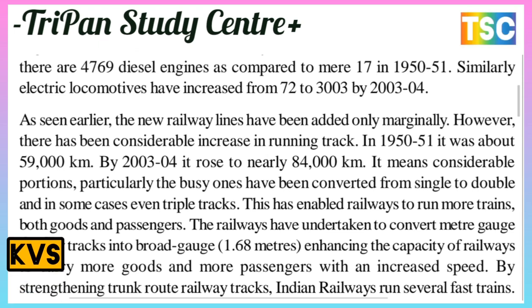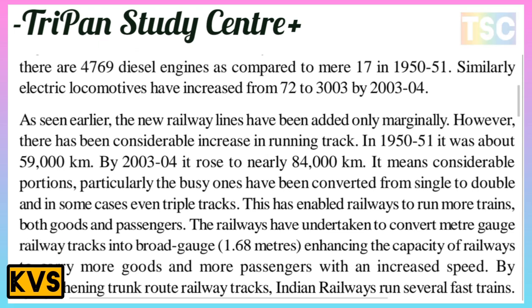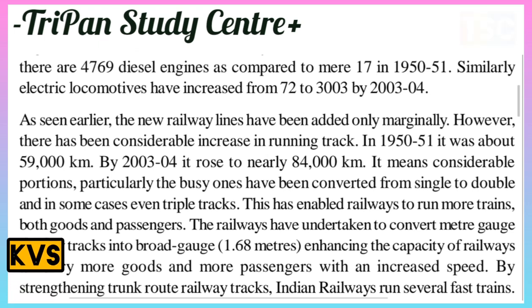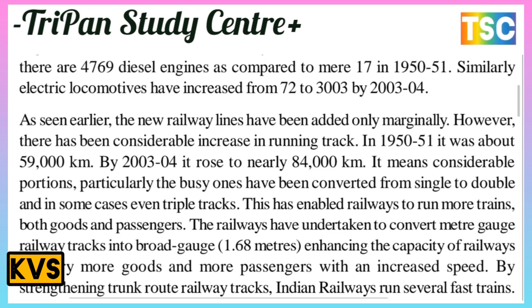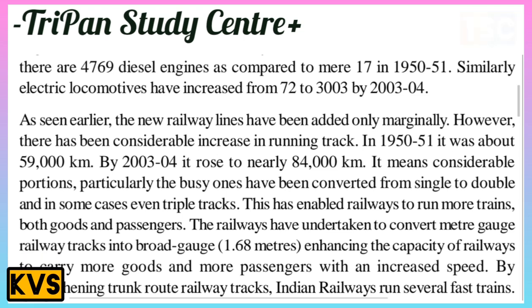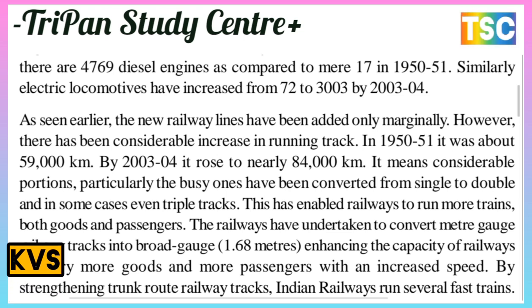In 1950-51 it was about 59,000 kilometers. By 2003-04 it rose to nearly 84,000 kilometers. It means considerable potential, and particularly the busy routes have been converted from single to double, and in some cases even triple tracks. This has enabled the railway to run more trains, both goods and passenger.